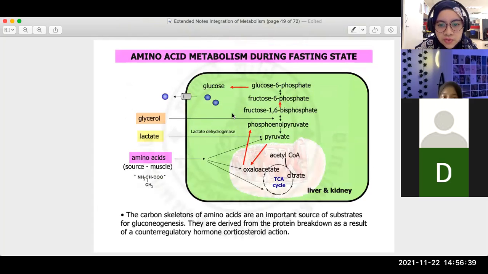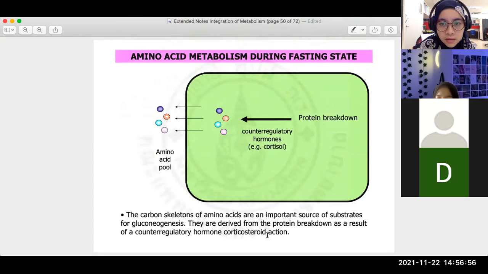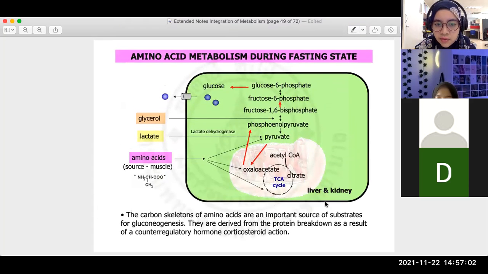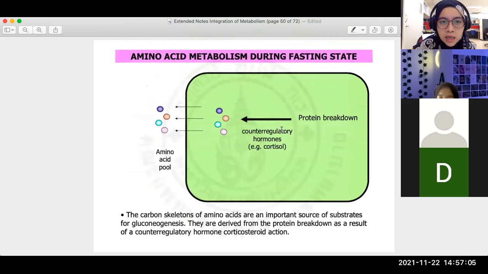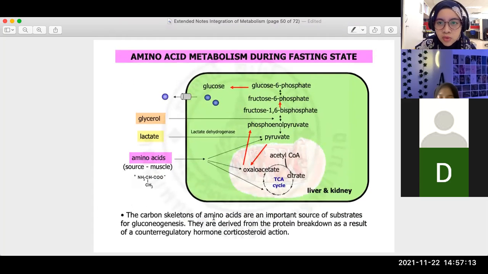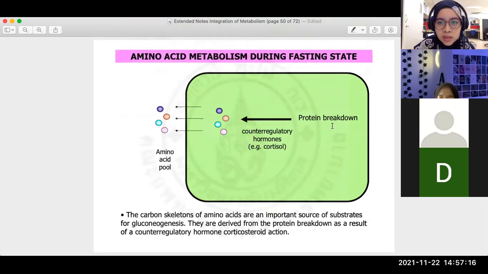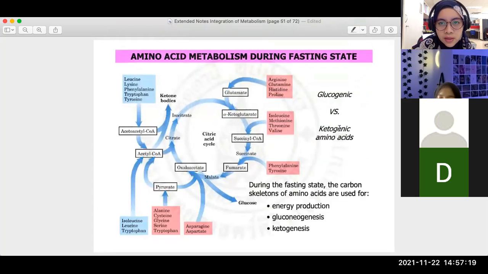As for amino acids, the carbon skeletons of amino acids are an important source of substrate for gluconeogenesis. They are derived from the protein breakdown as a result of hormone, for example, corticosteroid action. So in the fasting state, our source of amino acids could be taken from the protein that has been broken down. So that's why this is also related to ketone bodies as well, and also protein breakdown.